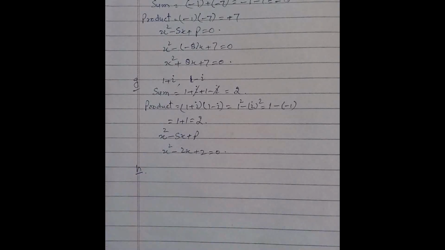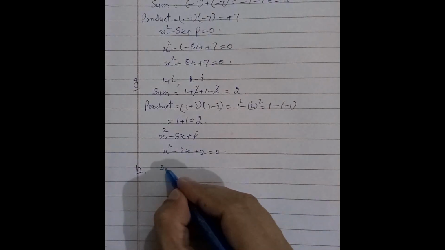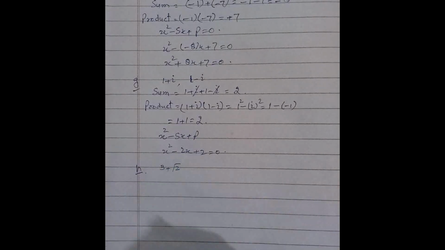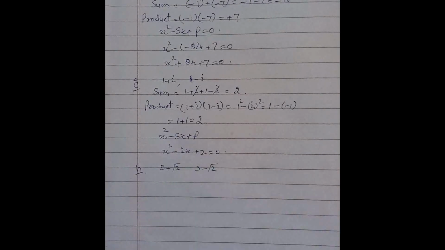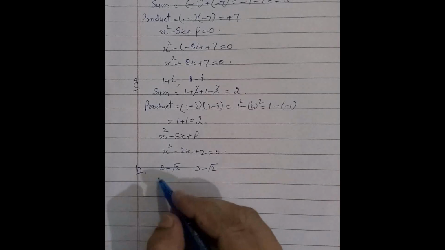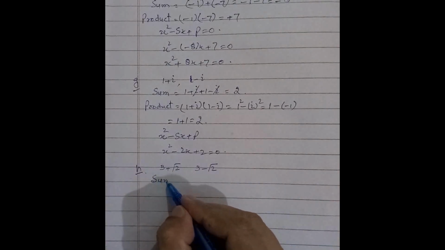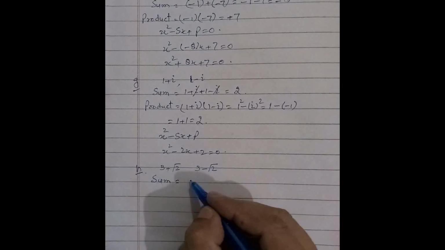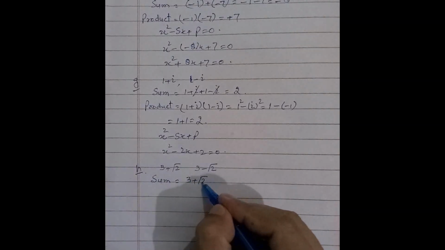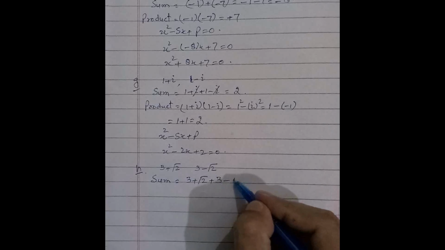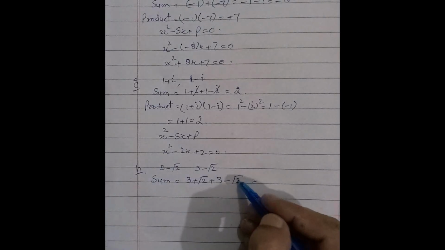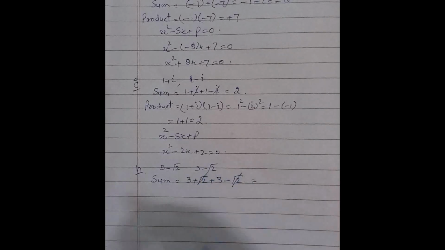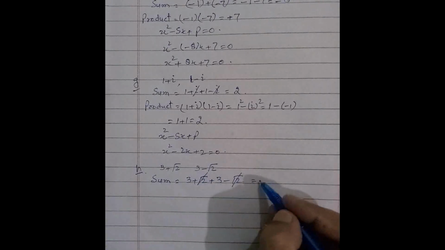The values of roots are 3 plus square root 2 and 3 minus square root 2. So we first take the sum: 3 plus square root 2 plus 3 minus square root 2. Now simplify it. Square root minus 2 cancels with square root plus 2. We get 3 plus 3 is equal to 6.